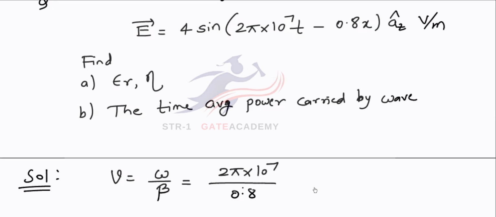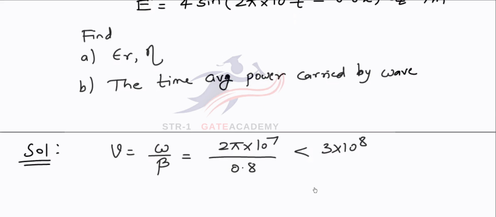So this velocity is obviously less than 3 into 10 to the power 8, and therefore the medium is perfect dielectric. It's not free space. For free space, the velocity must be 3 into 10 to the power 8. If it is less than that, then it must be a perfect dielectric.